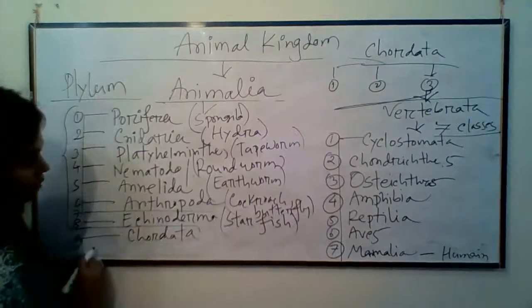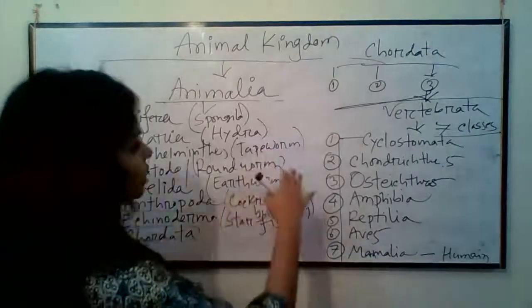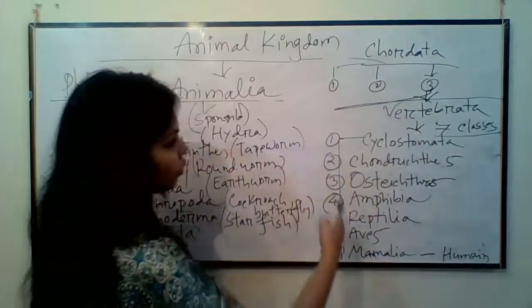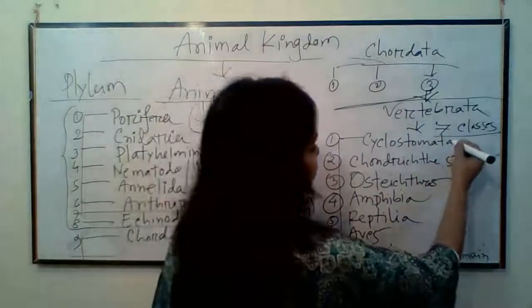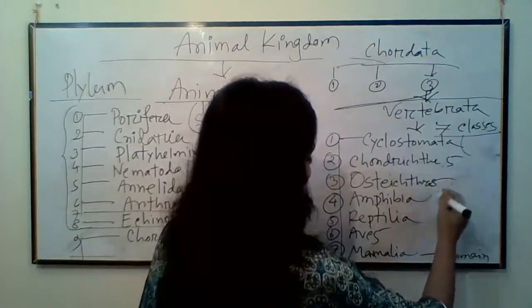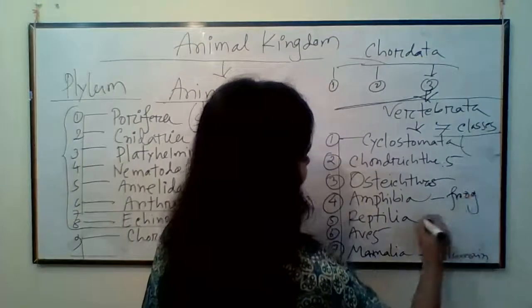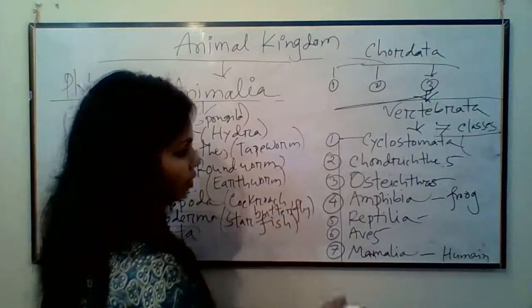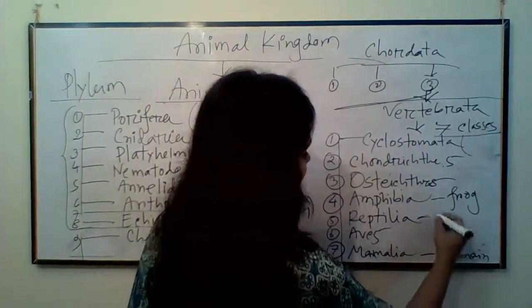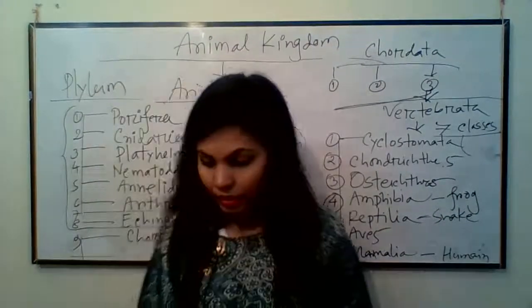Chordata, that I told: if I give the example of Chordata, I have to go to the subphylum Vertebrata. Chordata has 3 subphyla, and Vertebrata has 7 classes. So what are the examples of these? I'm just coming from hard to easy. Amphibia, like frog. Reptilia, who can move on their chest, like snake, lizard, crocodile.